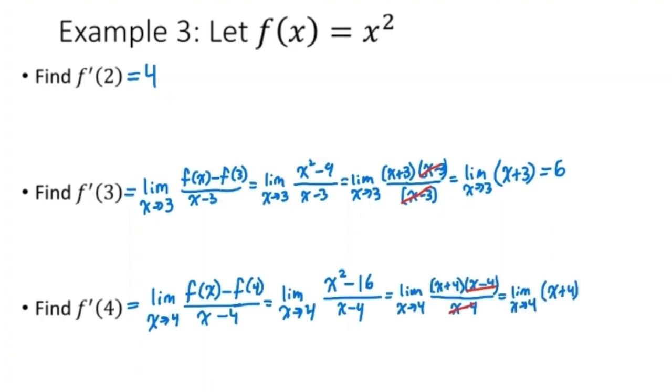And after factoring and canceling out common factors, we have the limit as x approaches 4 of x plus 4, which through direct substitution will equal 8. Notice that in this problem, we are pretty much doing the same work over and over again. And it's pretty tedious with a lot of work.